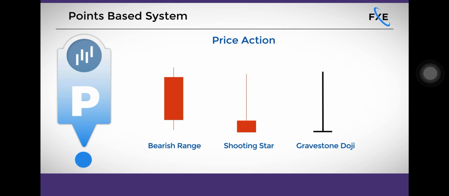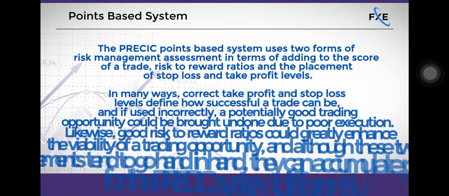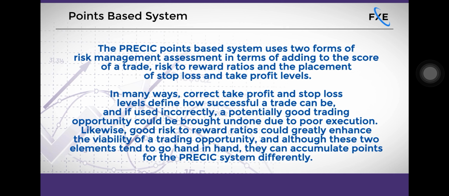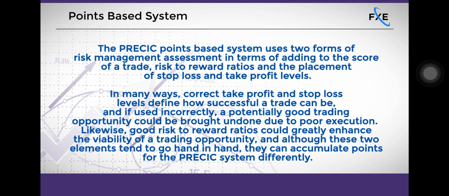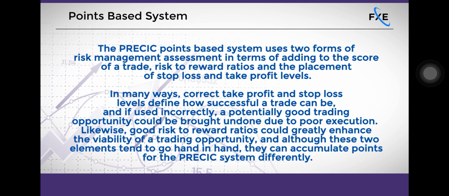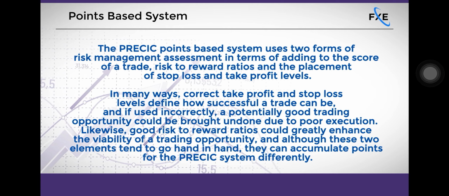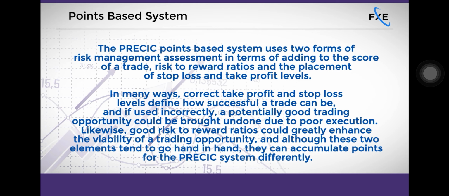Now let's look at risk management. The Pressing points-based system uses 2 forms of risk management assessment in terms of adding to a score of a trade: the risk to reward ratios and the placement of stop loss and take profit levels. In many ways, correct take profit and stop loss levels define how successful a trade can be, and if used incorrectly, a potential good trading opportunity could be brought undone due to poor execution. Likewise, good risk to reward ratios could greatly enhance the viability of a trading opportunity, and although these 2 elements tend to go hand in hand, they can accumulate points for the Pressing system differently.